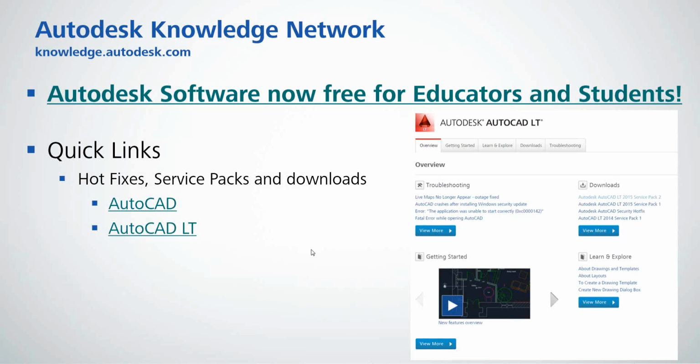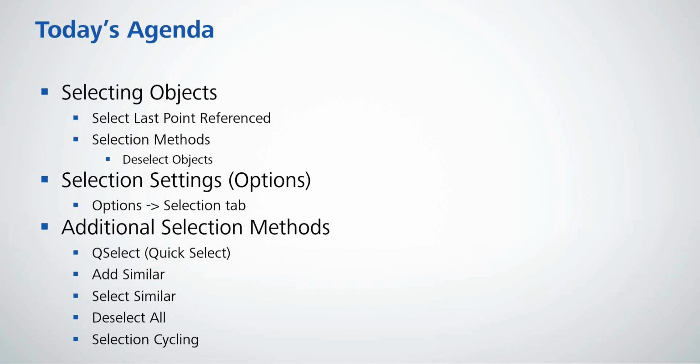There are things like selecting a last point, which has been referenced. Different selection methods such as selecting the last object or the previously selected object, selecting with a window polygon or a crossing polygon or a fence. And then we have tools such as quick select, add similar, and select similar, as well as selection cycling. Those are the topics we're going to cover here, and I'll also show you where you can change the default settings if you choose to do so.